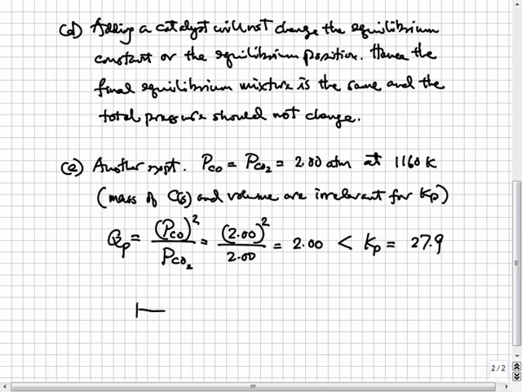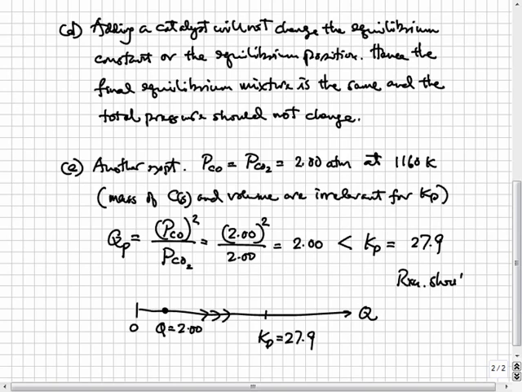An easy way to remember how to determine the direction of the reaction is we put K and Q on the number line, and we see that Q is on the left side of Kp. Therefore, in order to reach equilibrium, the reaction has to proceed to the right. Since CO is the product, the reaction must produce more CO.